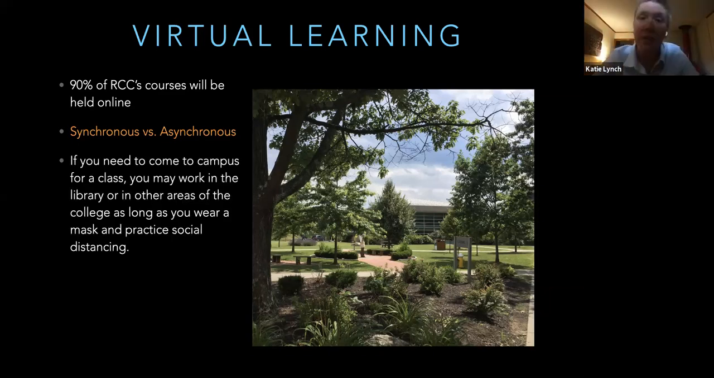Now, if you do need to come to campus for a class, you can work in the library. You can also hang out in other areas of the college, but you have to wear a mask and you need to practice social distancing, okay? You will also need to complete the Campus Clear app every single time you come to campus. I'm going to show that to you in a few minutes, but the Campus Clear app asks you to describe any symptoms that you have related to COVID, and it will give you the all clear or not, and you will have to show that you have that all clear before you're allowed to set foot on campus, okay?